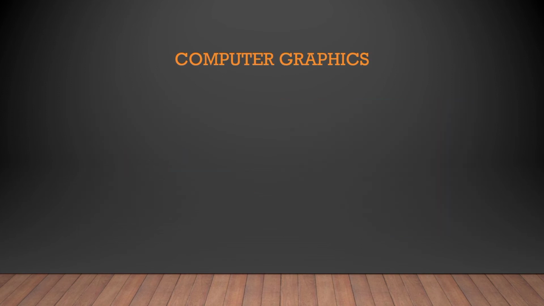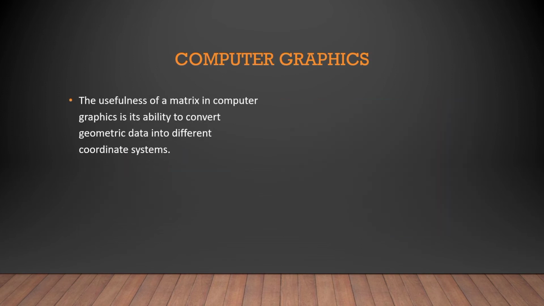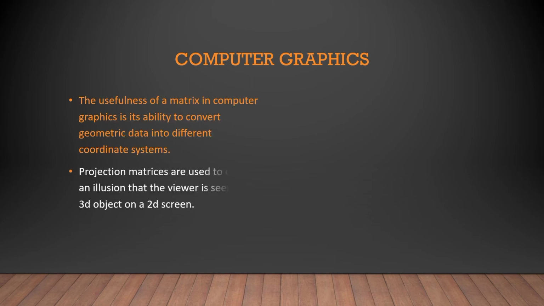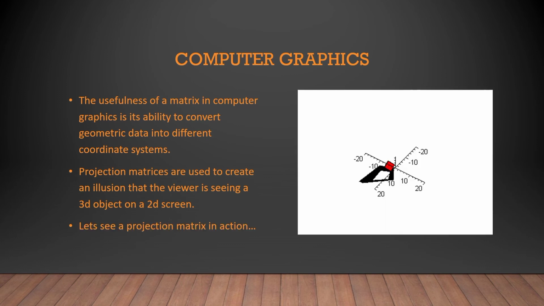Matrices are used in computer graphics. The usefulness of matrices in computer graphics is the ability to convert geometric data into different coordinate systems. The projection matrix, my favorite, is used to create an illusion of a 3D object on a 2D screen. Let us see a projection matrix in action. So this whole animation is being driven by a projection matrix, as you can see.